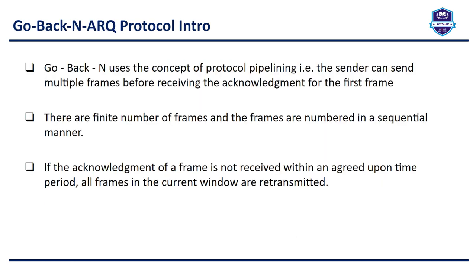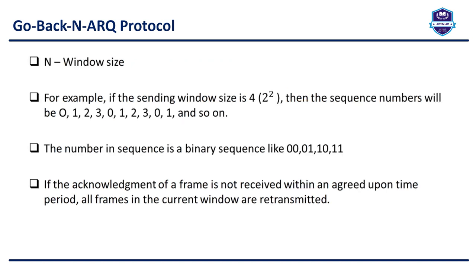So let's see how go back N ARQ protocol works. Here, go back N uses the concept called protocol pipelining, which means the sender can send multiple frames before receiving the acknowledgement for the first frame, as in sliding window protocol. Then there is a finite number of frames, and the frames are numbered in a sequential manner. If the acknowledgement of a frame is not received within an agreed upon time period, all the frames in the current window are retransmitted.